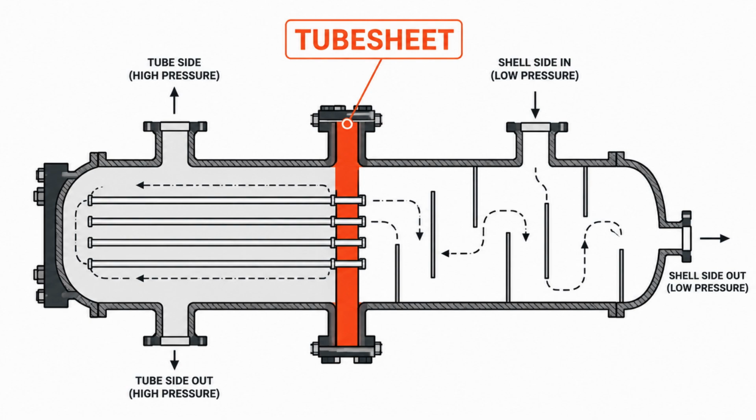A shell and tube heat exchanger isn't one pressure vessel, it's two, sharing a single shell, separated by one incredibly complex plate. That plate is the tube sheet, and it gets its own entire part.